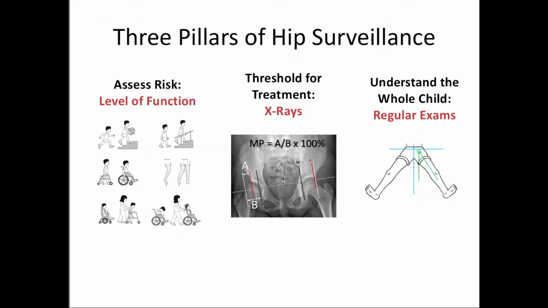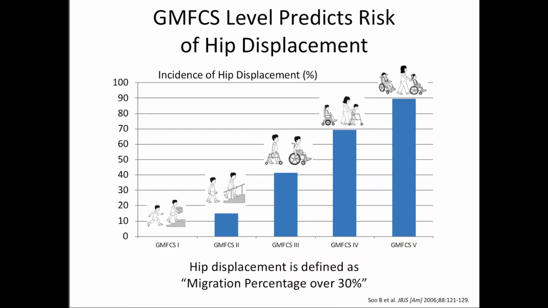Let's now talk about what hip surveillance actually is. There are 3 pillars to hip surveillance: the assessment of risk, the threshold for treatment, and understanding the whole child. Let's begin with the assessment of risk, and that comes to an assessment of their level of function.